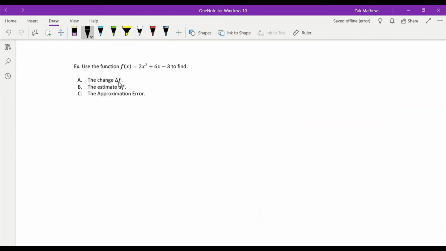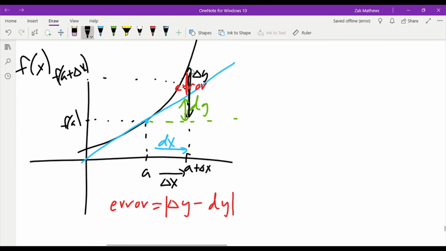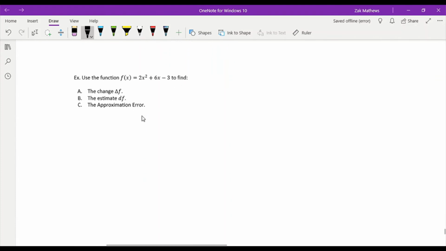All right, so we want to use the function f of x equals 2x squared plus 6x minus 3 to find the change delta f, so that's the actual amount of change, the estimate df, so that's the amount of change based on the linearization, and then we're going to figure out the approximation error, meaning how much was our estimate wrong by, how much were we off by. So delta f is talking about the whole amount of the actual function. The dy is that smaller amount based on the linearization, and then the error would be how much they're off by. And hopefully if we have a pretty good model, we'll see that they're pretty much the same.